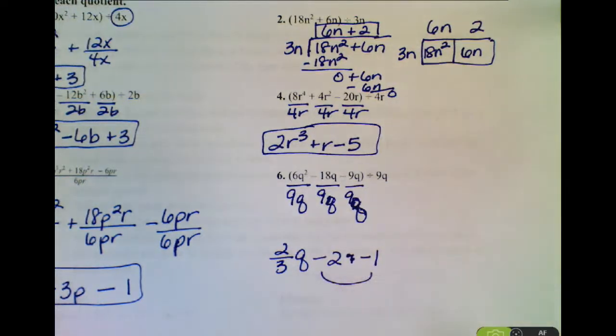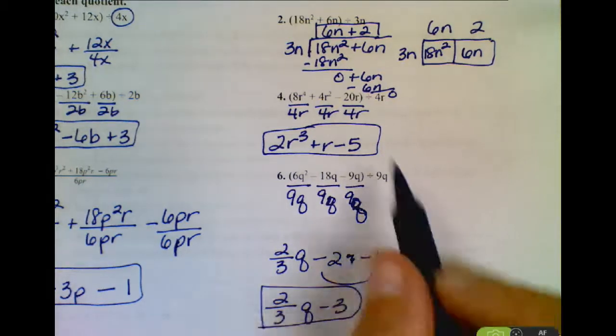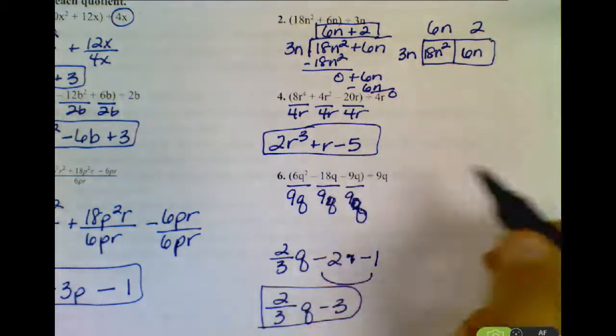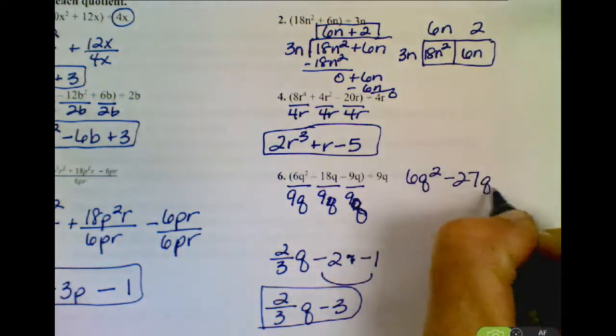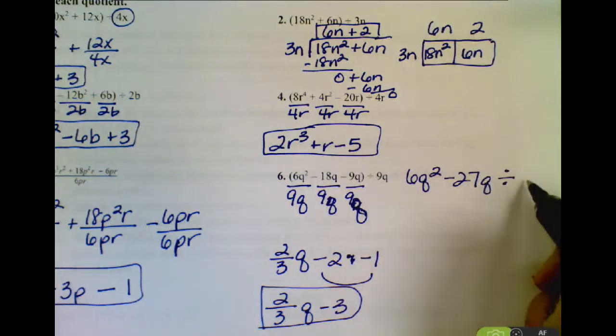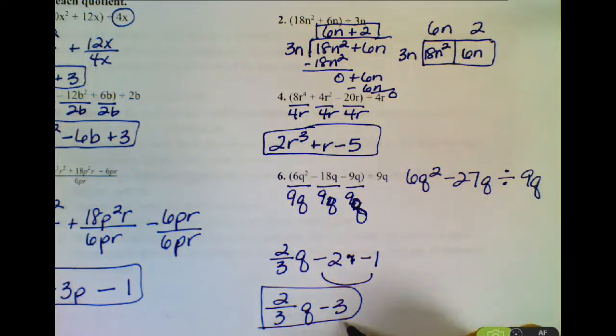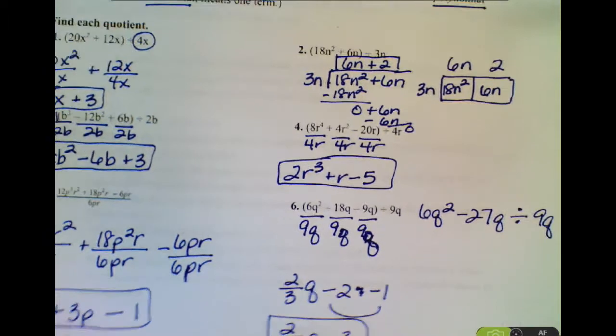So these two are similar terms. They are constants, so I can put them together. So you get 2/3 of q minus 3. Please recognize that because these were both q's, I could have simplified those terms first before I started dividing. And if I double check that, negative 27q divided by 9q would give us negative 3, so that's correct. Okay, easy enough.